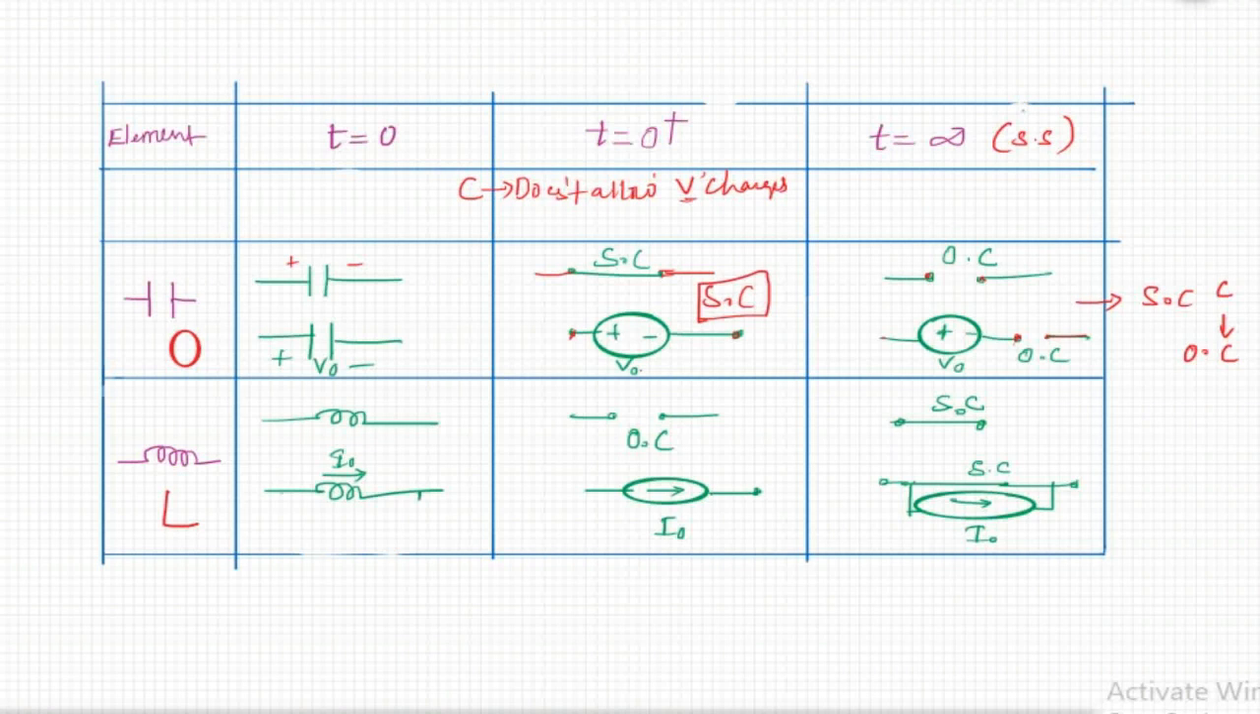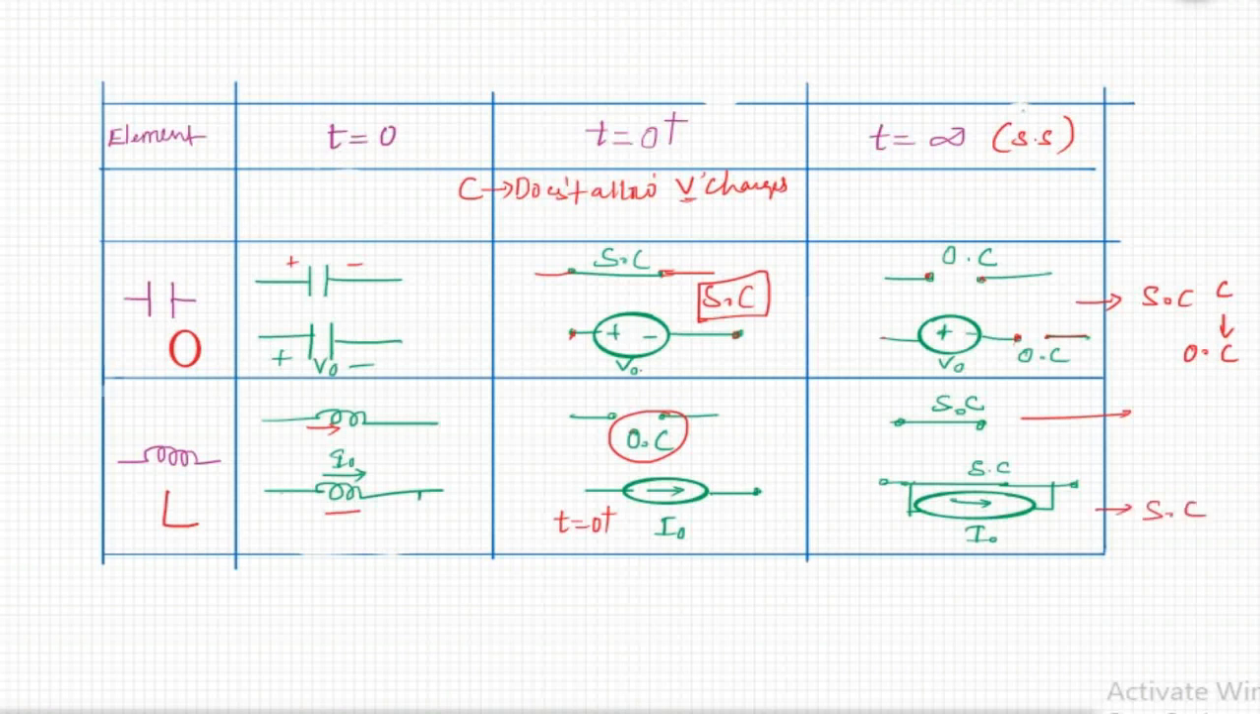Similarly, for the inductor, there is no current through it initially, so if you open it there will be no current before and after, so it acts as an open circuit. But under steady state condition it will act as a short circuit. Now, if initially there is current I0 through the inductor at t equal to 0 minus, the same I0 will be present at t equal to 0 plus, but under steady state condition it will act as a short circuit.